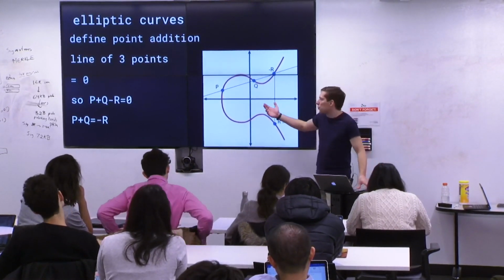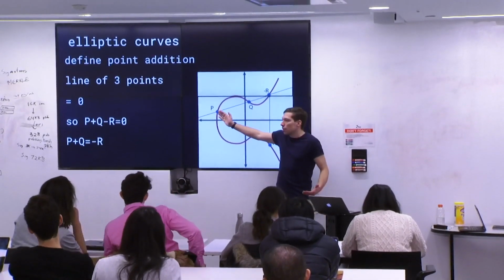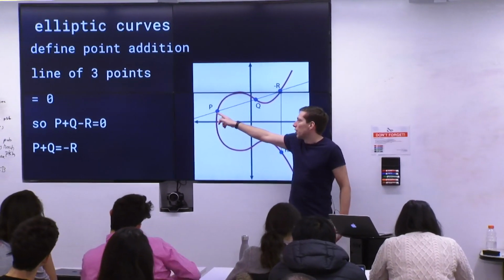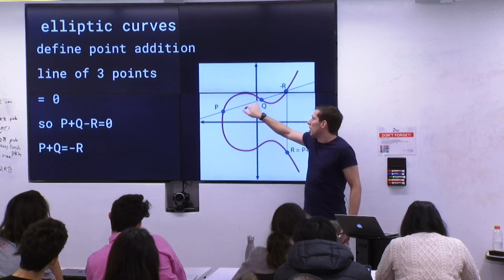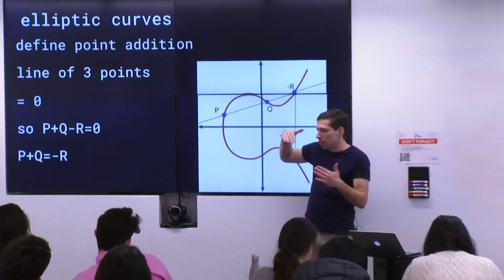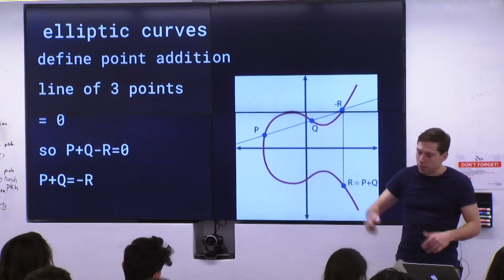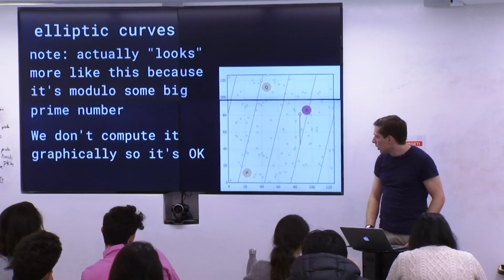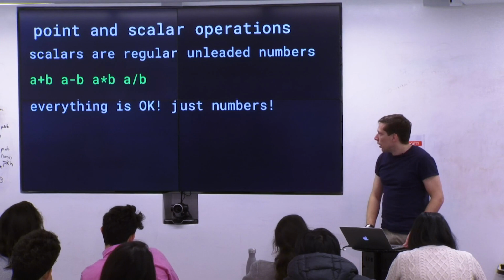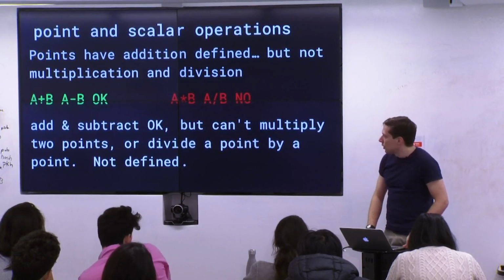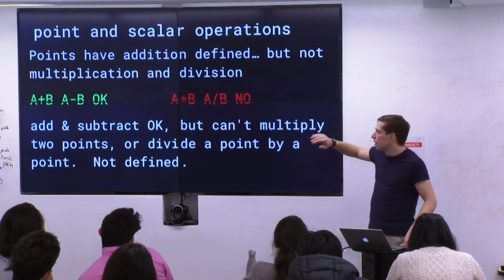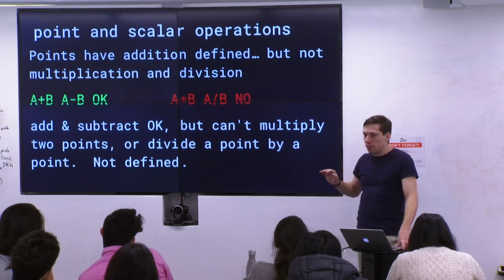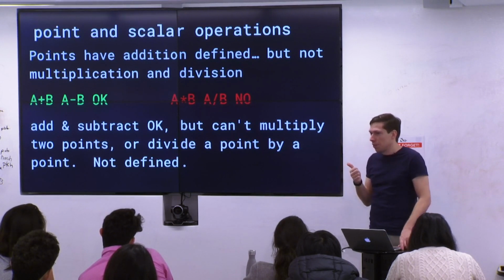The computer doesn't actually look at the curve. You just say, okay, find the P x and y coordinate, find the Q x and y coordinate, find the slope, and then find where it intersects, and then compute that for R. Okay, so yeah, you can add and subtract, you cannot multiply and divide these points. Sounds good? Any other questions?